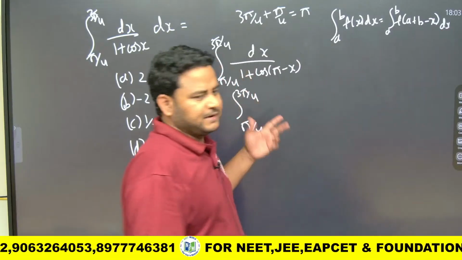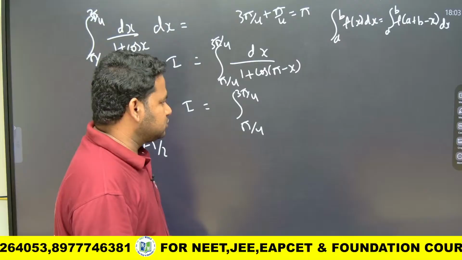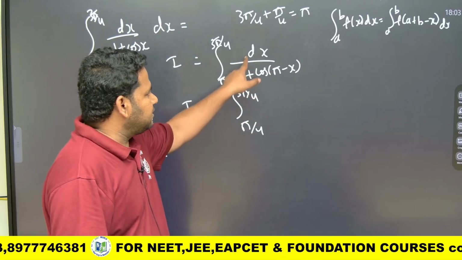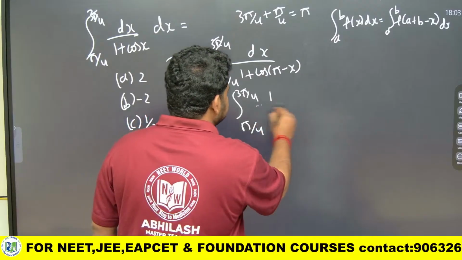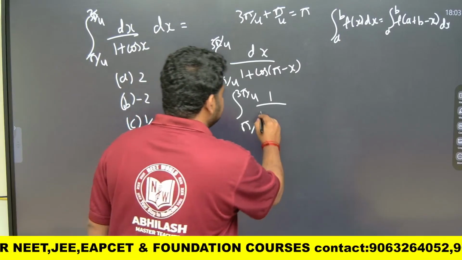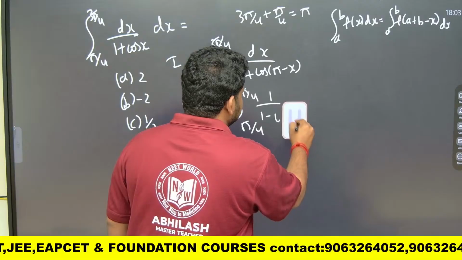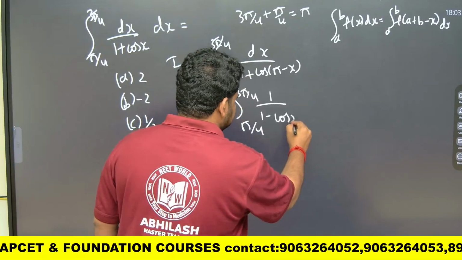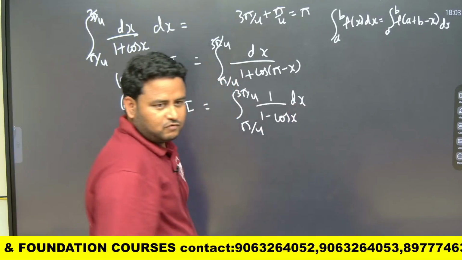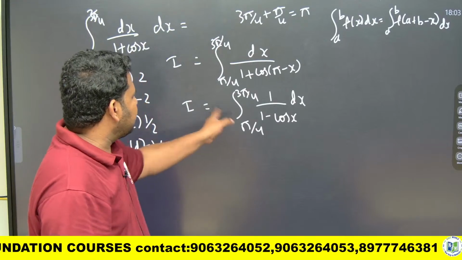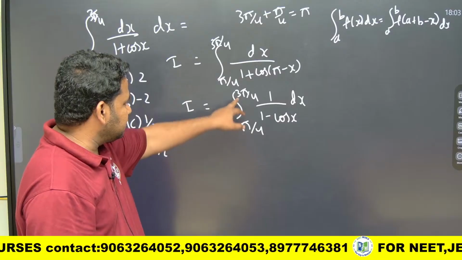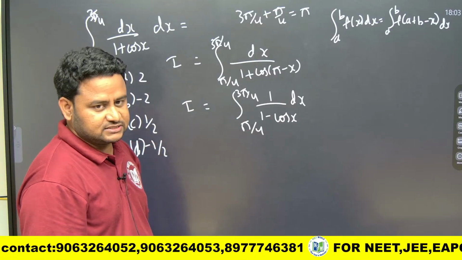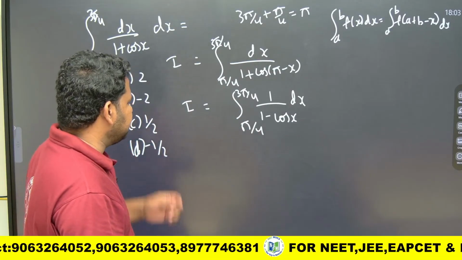A plus b is what? Pi. So this will become 1 by cos of pi minus x. So cos of pi minus x is minus cos x. So this will become 1 minus cos x dx. Now I got this one. Now I got pi by 4 to 3 pi by 4, 1 upon 1 minus cos x dx. Correct?